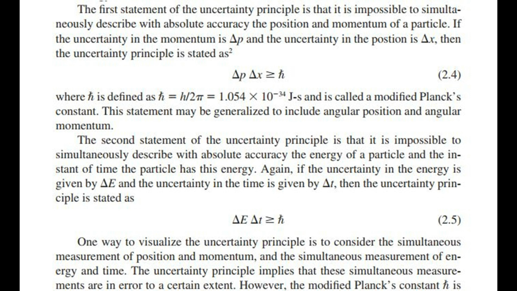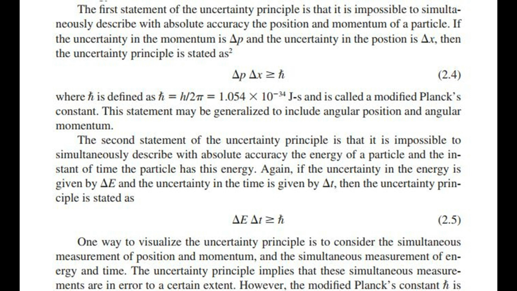The second statement of the uncertainty principle is that it is impossible to simultaneously describe with absolute accuracy the energy of a particle and the instant of time the particle has this energy. Again, if the uncertainty in the energy is given by ΔE and the uncertainty in the time is given by Δt, then the uncertainty principle is stated as ΔE Δt ≥ ħ/2.